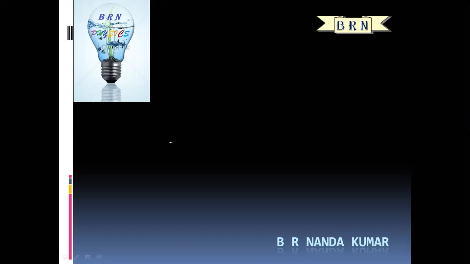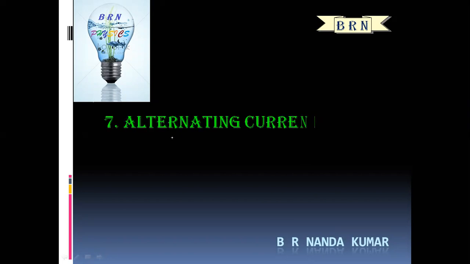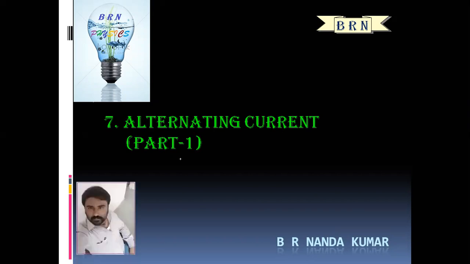In the previous class, we have completed electromagnetic induction. Today, I am going to start the next very important chapter, that is alternating current. The total duration of this chapter is 8 hours and it is possible to ask 7 marks. Okay, well, let's start today's class.